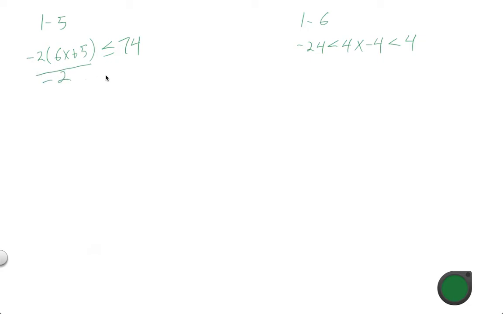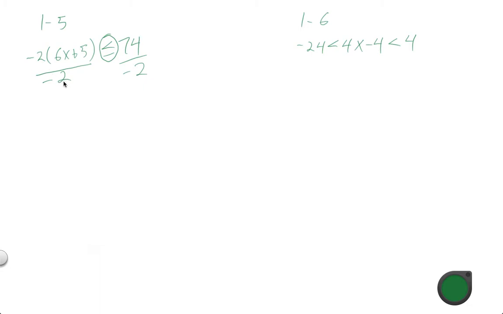So I'm going to divide both sides by -2 to start off, and that's going to be my first step. Because I'm dividing by a negative, this is important. I need to flip my sign. That's the one thing you need to remember that's different about inequalities from equations: if you multiply or divide by a negative, your inequality sign flips.